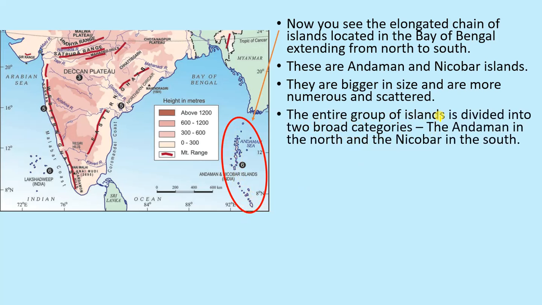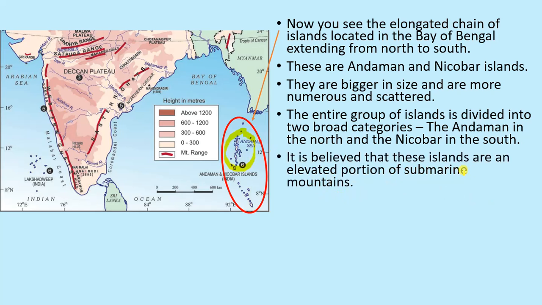The entire group of islands is divided into two broad categories, Andaman in the north and Nicobar in the south. So the southern part is Nicobar Island and the northern part is Andaman Island. It is believed that these islands are an elevated portion of submarine mountains. So whatever islands are visible here may be the peaks of different mountains under the sea.